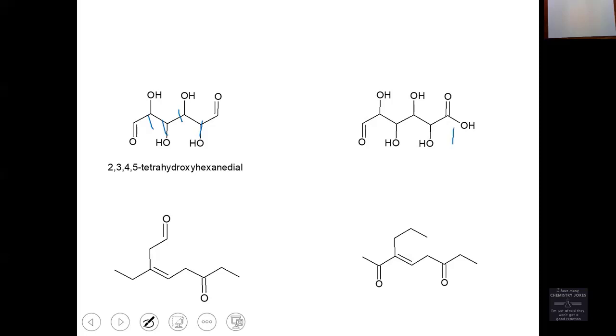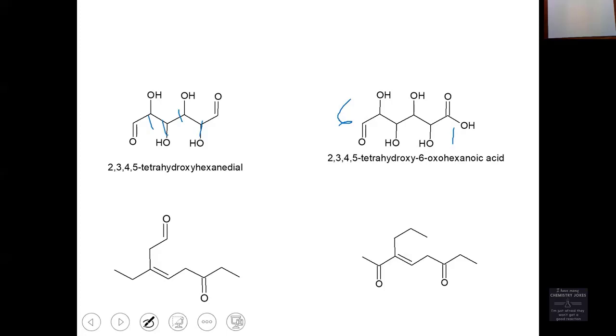So it gets carbon 1, while the aldehyde ends up on carbon 6. So this becomes a hexane because it's 6 carbons. It's a hexanoic acid because the carboxylic acid is high priority. It's a 6-oxo because the aldehyde does not take over the parent name. It's part of the prefix because it's not the highest priority. 2, 3, 4, 5 tetrahydroxy, just the same as the last one. 2, 3, 4, 5 tetrahydroxy 6-oxohexanoic acid.